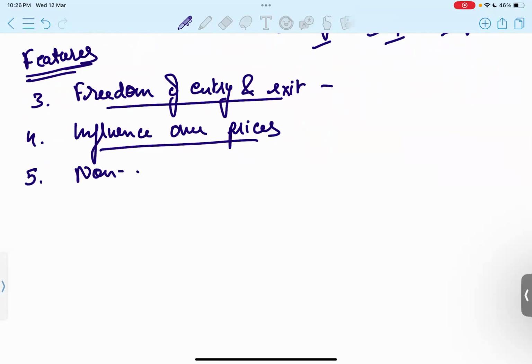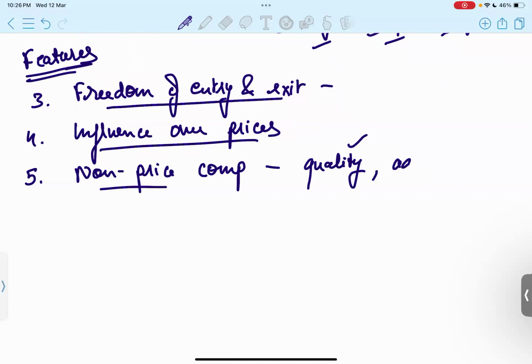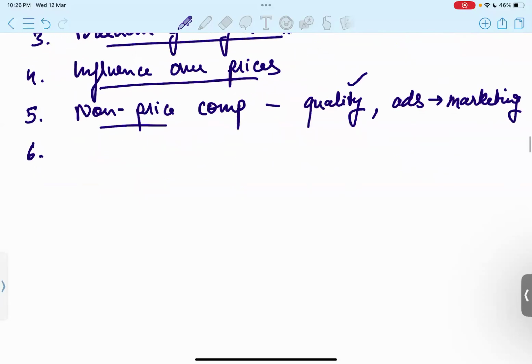Non-price competition is also a factor which is absent under perfect competition. And under monopoly, there is only one player, so there's no point of non-price competition. Here we focus on the quality and on the raw materials used to produce, to get an extra edge and more market share under monopolistic competition. Even ads and marketing play a central role under the monopolistic form of market.